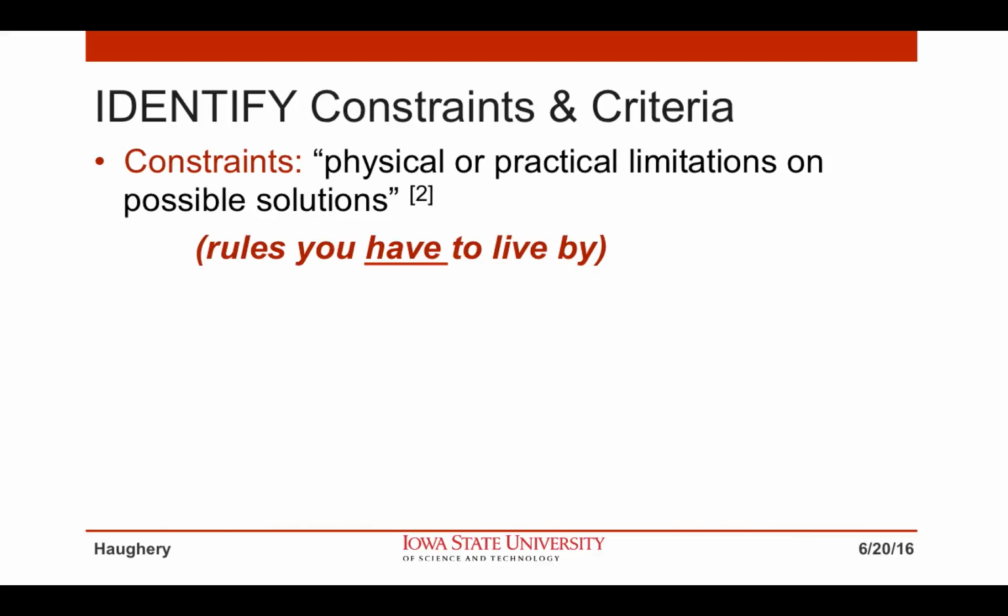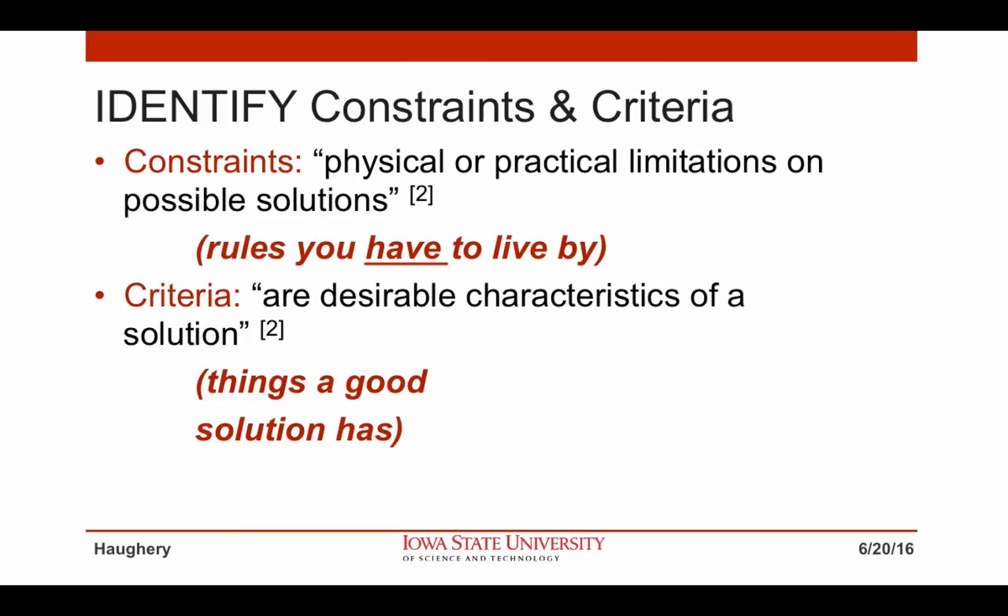And of course, constraints and criteria are very important. Constraints are those physical or practical limitations on problem solutions, the rules you have to live by. You cannot violate a constraint and have an appropriate, effective solution. Criteria then are the desirable characteristics of a solution, things a good solution has. It's cheap, it's high quality, it's really fast. You can manufacture it fast.